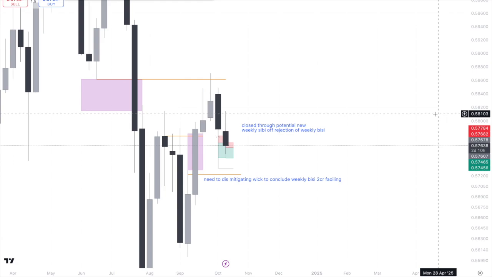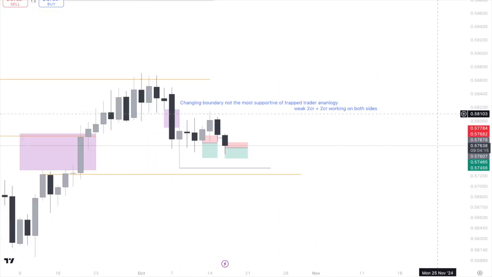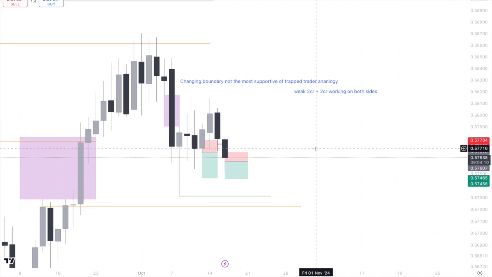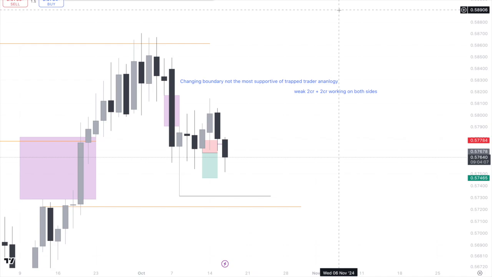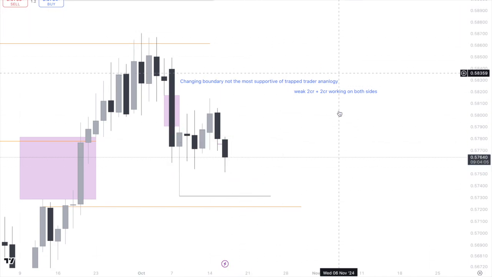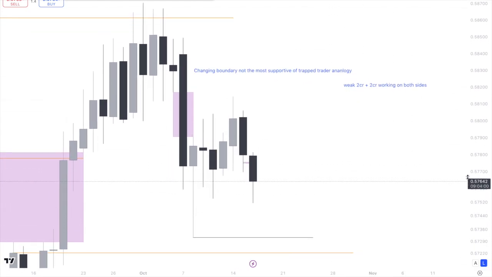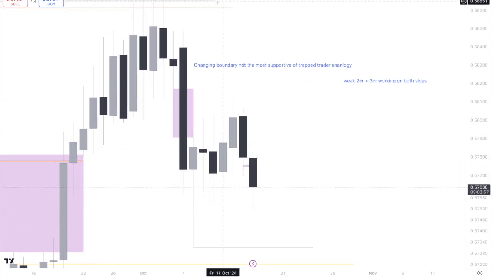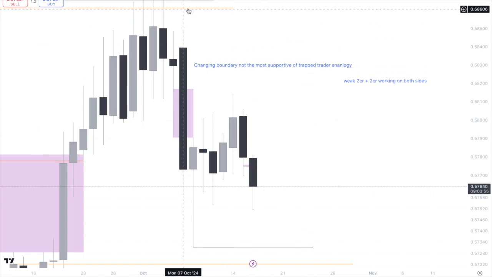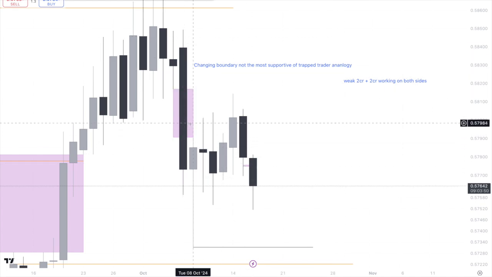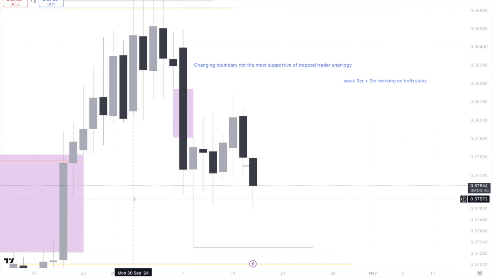And then we head to the daily now, and it will get a bit more complicated, adding up the arguments. I will just remove these for the time being. So that's that weekly overlapping, and that's the rejection off that overlapping bit. So here we have a daily fair value gap, and it is a pretty nice fair value gap off of that rejection and off of this rejection.